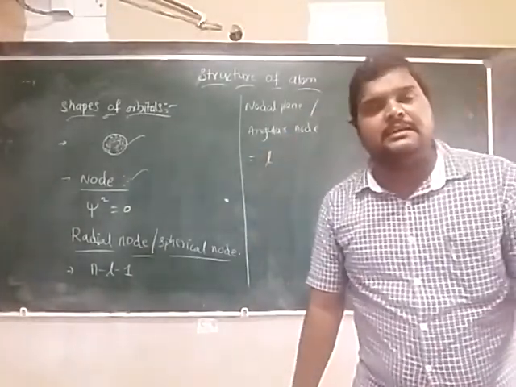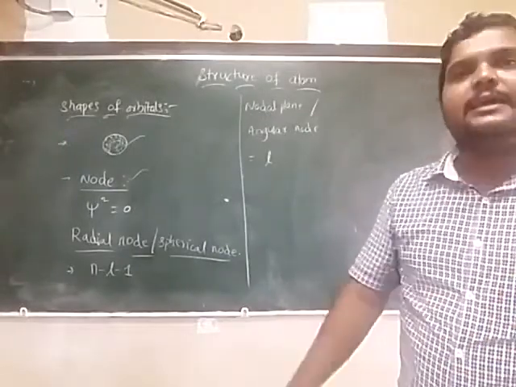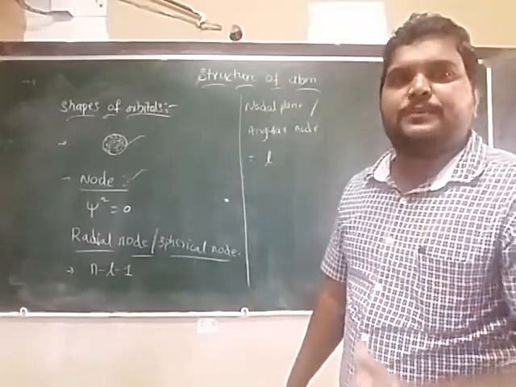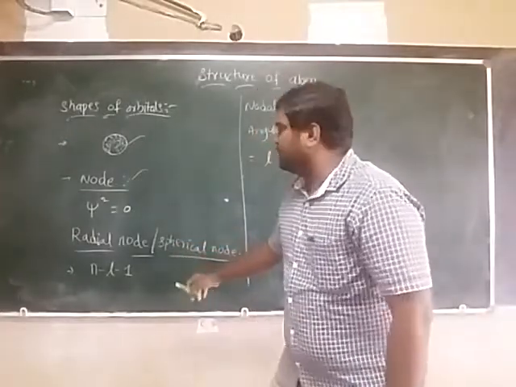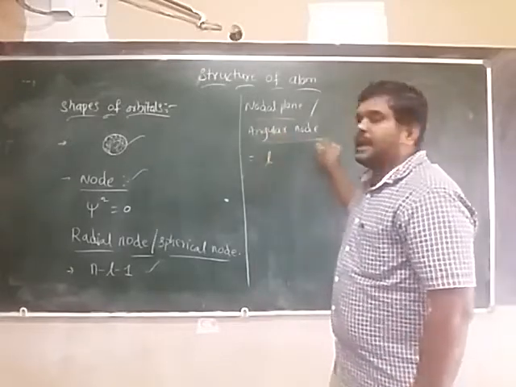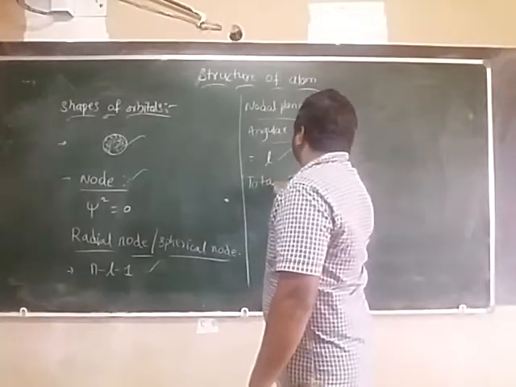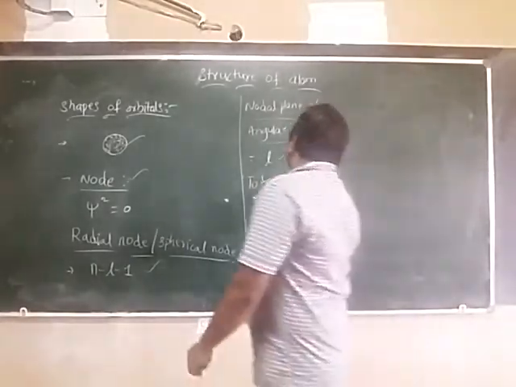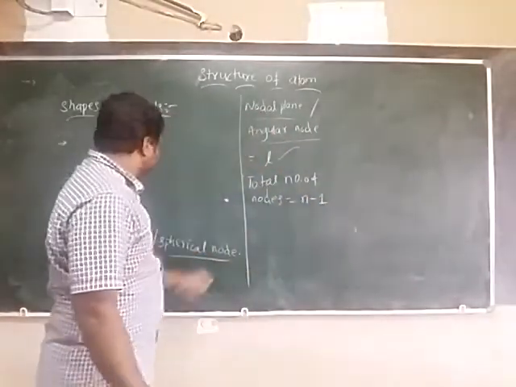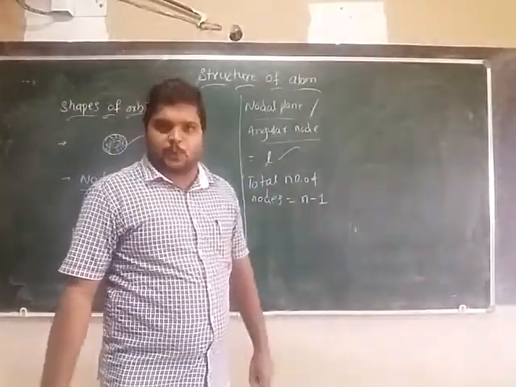So what is the node actually? The place where the probability of finding an electron is 0, so there you may not expect any electron movement. That is called a node. There are two types of nodes. One is radial node or spherical node, which you can calculate using the formula n minus l minus 1. Another one is nodal plane or angular node, which is equal to l. Then next, the total number of nodes is equal to n minus 1. If you add n minus l minus 1 plus l, that is equal to n minus 1. This is the total number of nodes.